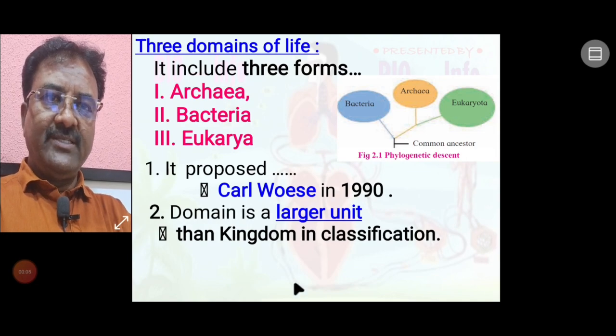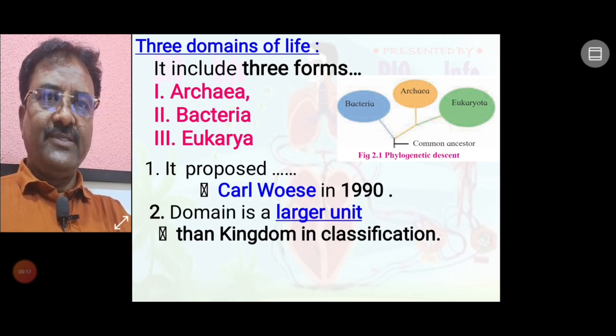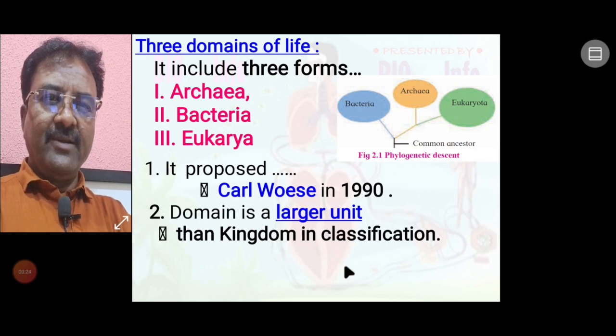Why is domains a larger unit than the kingdom classification? Because domains contain only 3 forms. All organisms are included in only 3 forms. In kingdom classification, all organisms are included in 5 forms. So domains is the larger unit.